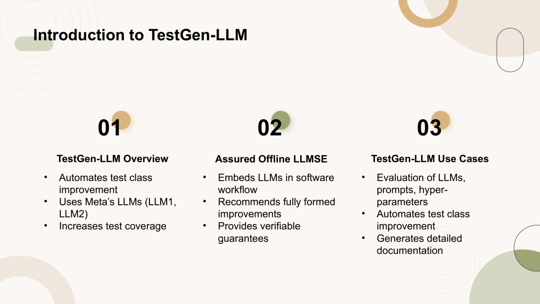TestGen-LLM has two primary use cases: evaluation, to assess the impact of different LLMs, prompting strategies, and hyperparameters on code improvements, and deployment, to automate test class improvement, producing code recommendations backed by guarantees. The tool includes a filtration process to discard non-guaranteed test cases and uses telemetry for performance evaluation.